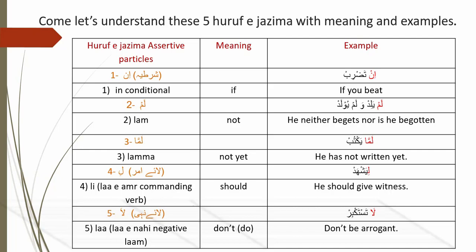The third huruf jazima is lamma, meaning not yet. Lamma yaktub, he has not written yet. The fourth huruf jazima is li lam amr, or commanding lam. The meaning is should. Example: liyashhad, he should give witness. The fifth huruf jazima is la-e nahi, or the negative la, meaning don't do. Example: la tastakbir, don't be arrogant.